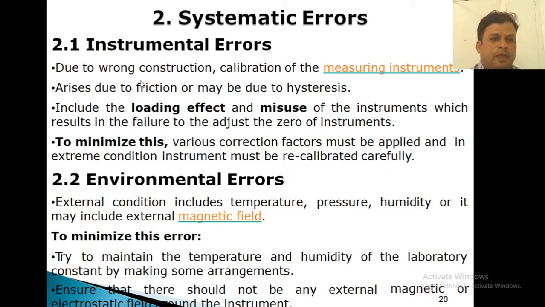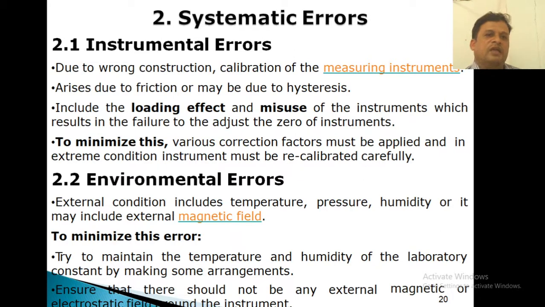What is systematic error? Instrumental errors or environmental errors. Systematic means errors occurring in the system, that is, in the instruments. Instrumental errors can arise due to wrong construction, wrong calibration of measuring instruments, friction, or maybe hysteresis. First is due to construction, second is due to calibration, and the third arises due to friction or hysteresis. They also include the loading effect and misuse of the instruments, which results in the failure to adjust the zero of the instruments. Some instruments already will not show zero, and if you take the reading, it will have error.